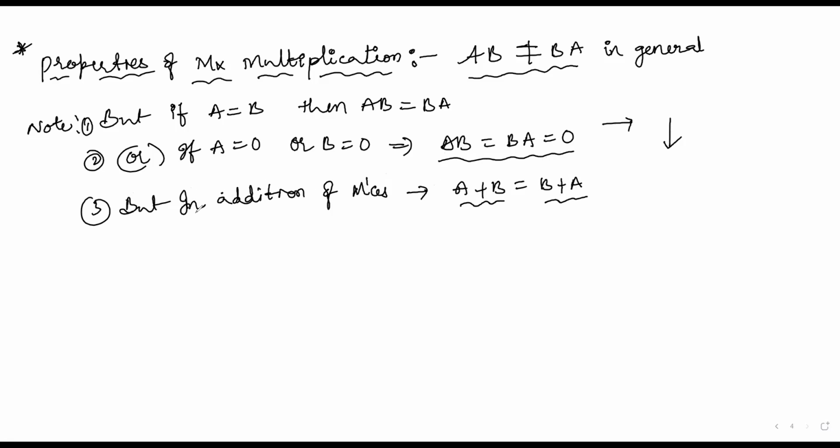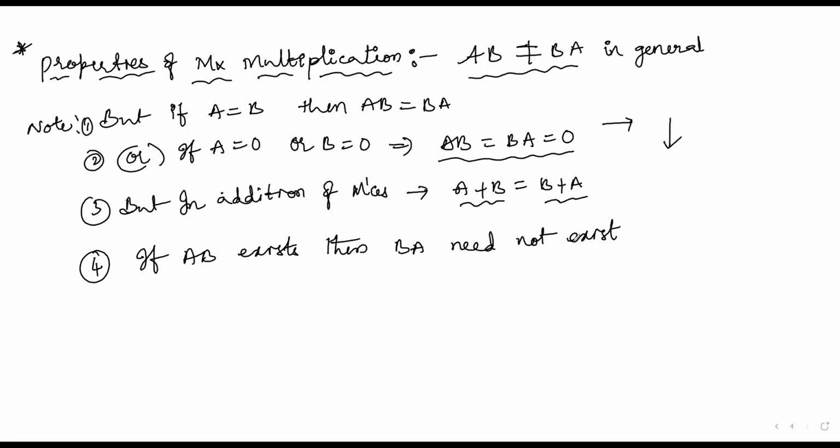If AB exists, then BA need not exist, first of all. Let's write the matrix A as 2 by 2, and B as 2 by 1, the first example we discussed. Then AB exists, and its order is 2 by 1.